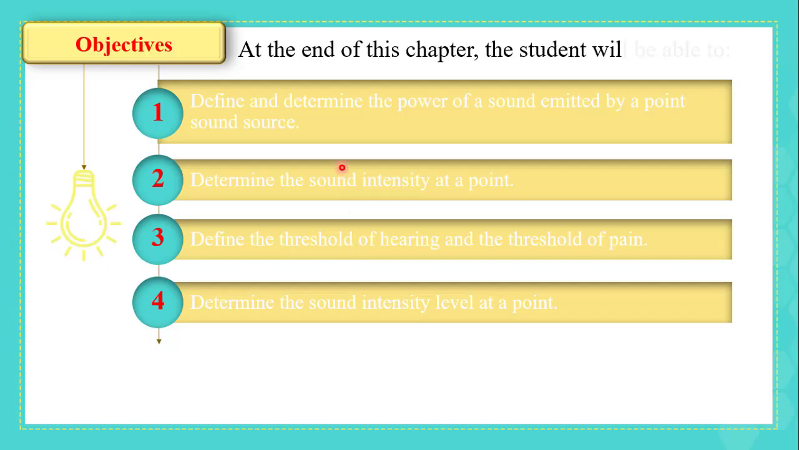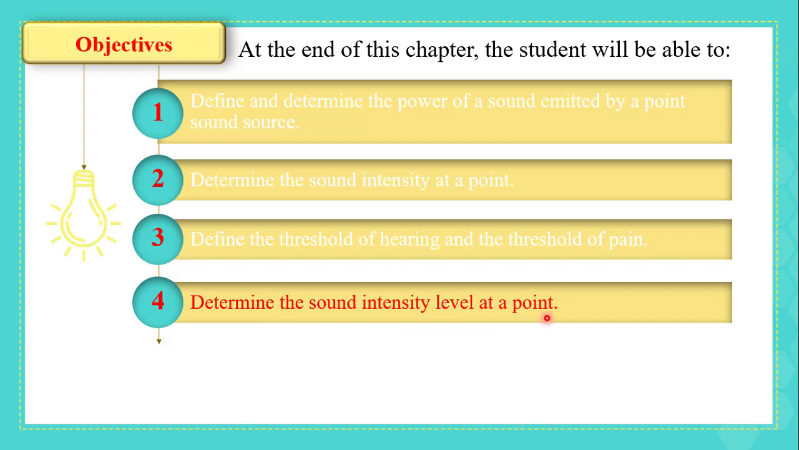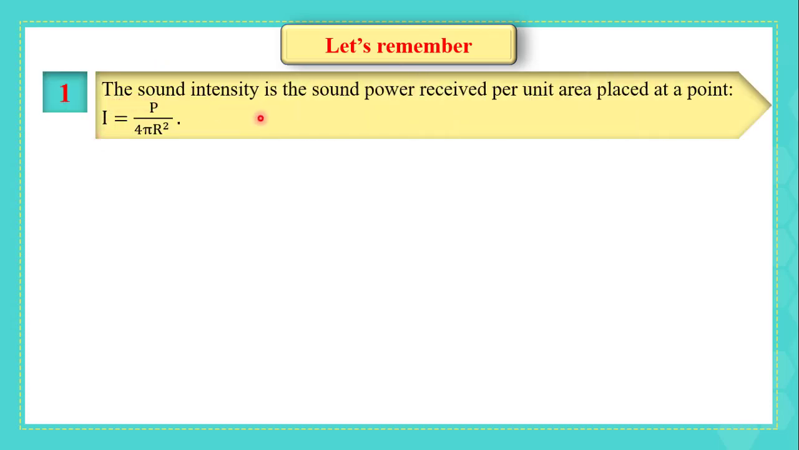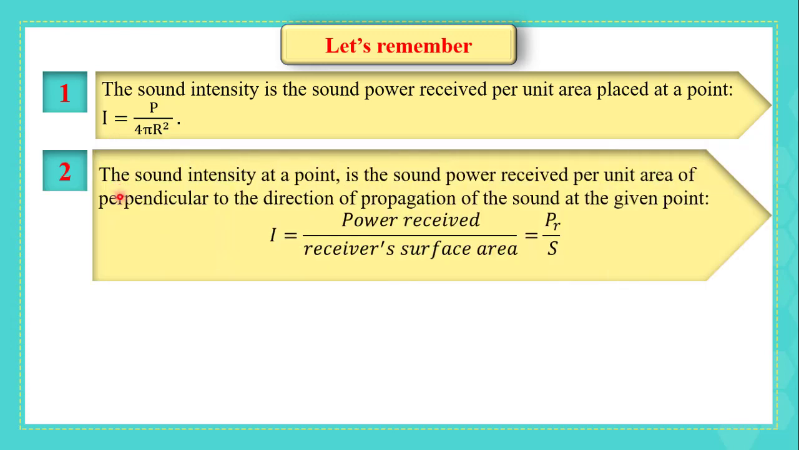In this part we will focus on the fourth objective in this lesson, which is the sound intensity level at a point. Let us first, as usual, recall some concepts from the previous videos. 1. The sound intensity is the sound power received per unit area placed at a point such that I equals power over 4 pi r squared.